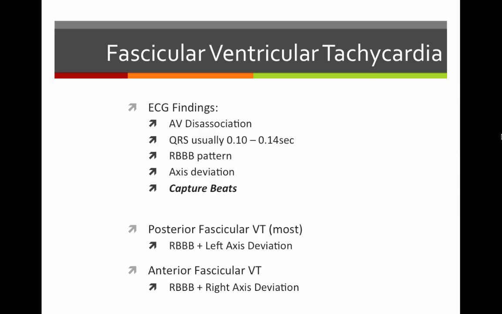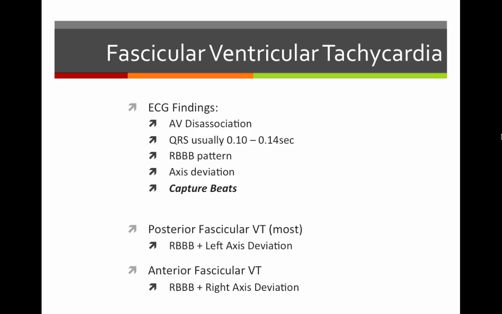On our 12 lead, we're going to see definitely AV dissociation, which we're going to see in any of the VTACs. We're also going to see a QRS complex from anywhere from 0.10 to 0.14 seconds. This is a little bit shorter than our typical VTAC complex, which is greater than 0.14 seconds, again, typically. So it's going to be a little bit shorter, but still going to be wide. You're going to see a right bundle branch block pattern in these patients. You're going to see axis deviation, either right or left axis deviation.